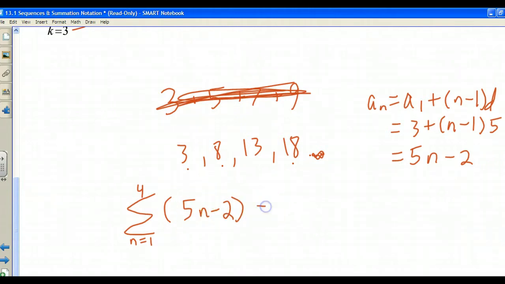We basically put our nth term formula inside the parentheses, the nth term formula for the sequence. And if I were to mathematically figure that out, it's the same as these numbers, 3 plus 8 plus 13 plus 18 added together. Whatever that is would be the sum of that sequence.